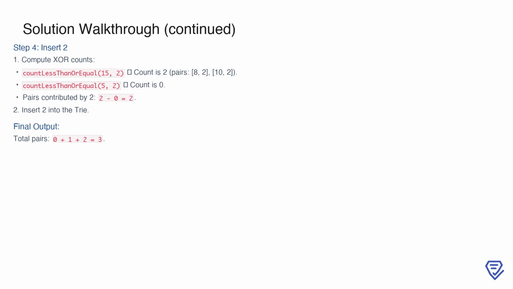We calculate the count of numbers in the tree that yield an XOR result less than or equal to 15 with 2, which is 2. These pairs are 8, 2, and 10, 2. The count for XOR results less than or equal to 5 with 2 is 0. Subtracting these, we see that 2 contributes two valid pairs. After this, we insert 2 into the tree, navigating its binary representation and updating counts at the necessary nodes. Summing up the contributions from each number, we get 0 from 8, 1 from 10, and 2 from 2, giving us a total of 3 pairs for this example.